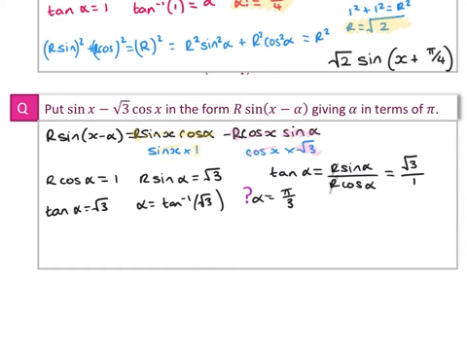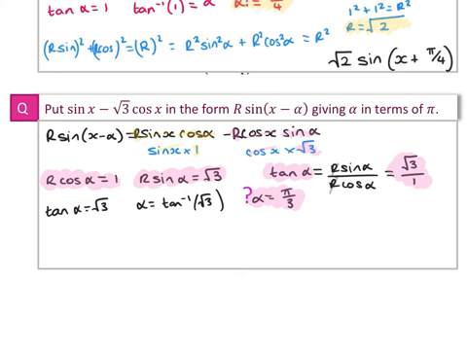Okay, and just so you know, in the exam, to find alpha I would always state my coefficients. So I would write this part, and then I'd write tan alpha equals this, okay? And then obviously we would have what alpha equals, okay? Perfect. Now I need to find my r.